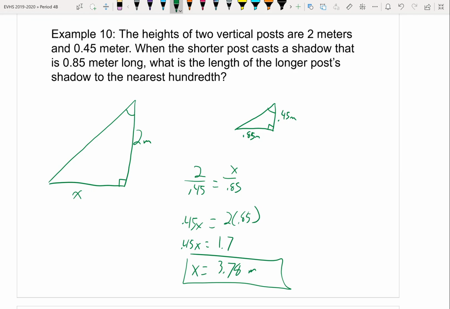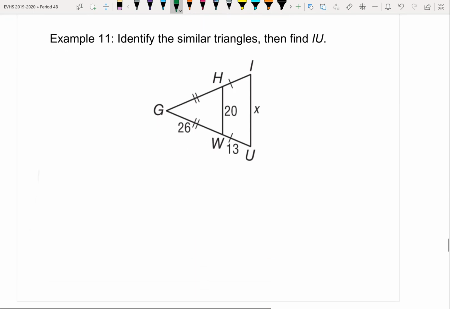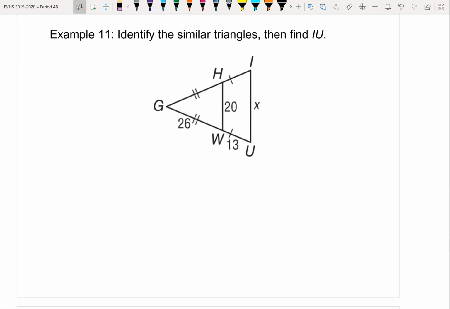So same thing as before, just different numbers on it. All right, only 2 more examples. Identify the similar triangles, then find IU. So looks like we got the small triangle and the big triangle. I already know that angle G is congruent to itself by the reflexive property. It also looks like I need a side-angle-side here.